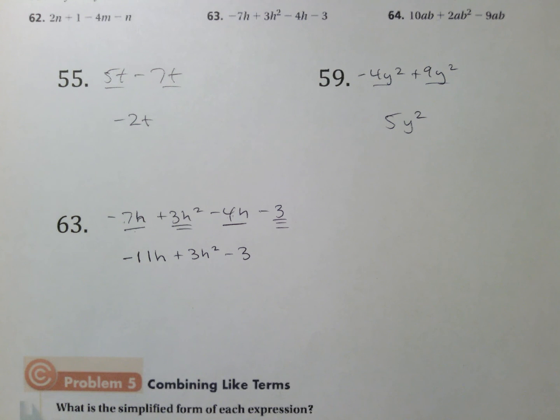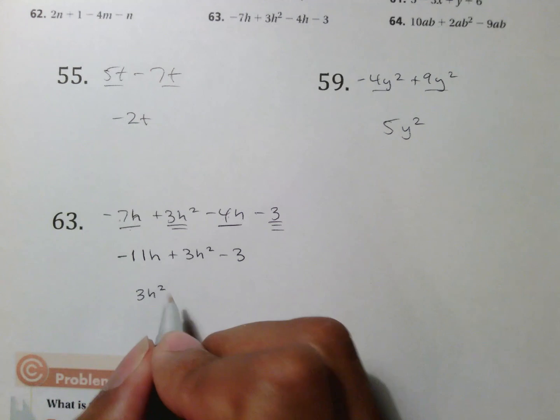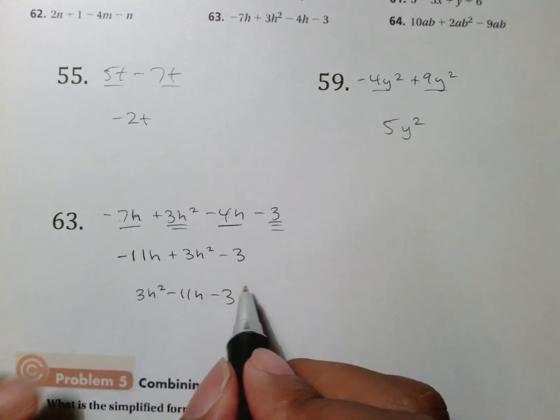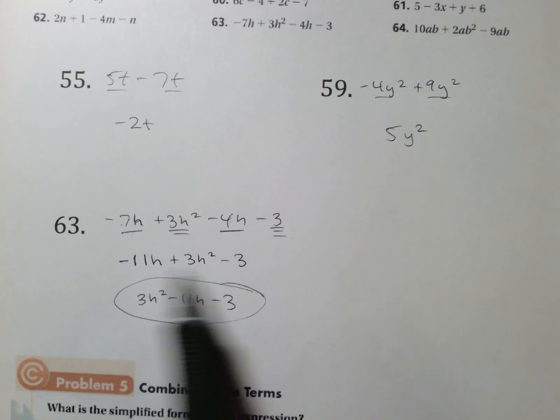Now if you're putting this in standard form, they usually want the highest power first, which means that we will put 3H squared in front, -11H second, and then -3. Now do you have to do the standard form? Not yet, but eventually you will, so you might as well go ahead and practice it. If you did this on a test, it would be okay.